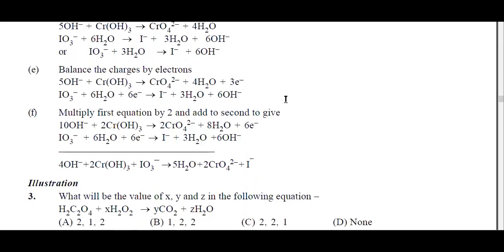Try solving this question, guys. Try solving question number 3. Everyone, please try solving question number 3.